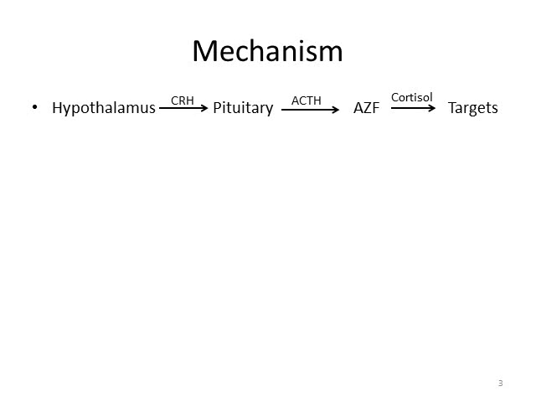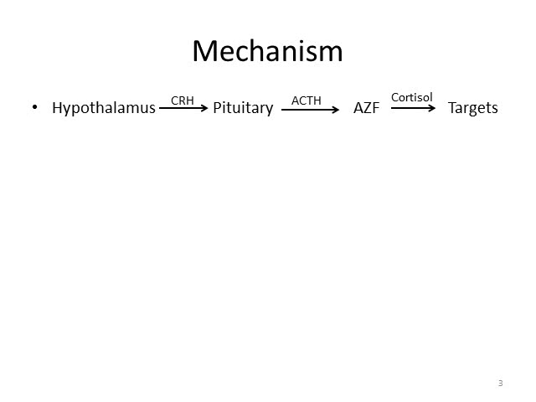So the primary control comes from the hypothalamus. The hypothalamus releases corticotropin releasing hormone, and that stimulates the pituitary to release another hormone called adrenocorticotropic hormone, or ACTH. That ACTH then stimulates the adrenal zona fasciculata, or AZF, as I've abbreviated here. The AZF can then release the cortisol, and that goes all over the body to the target cells.